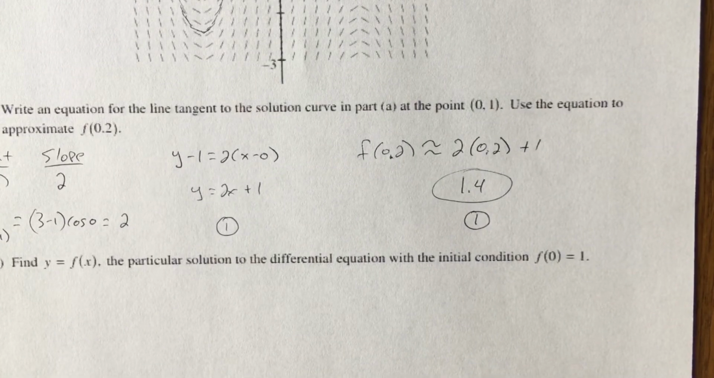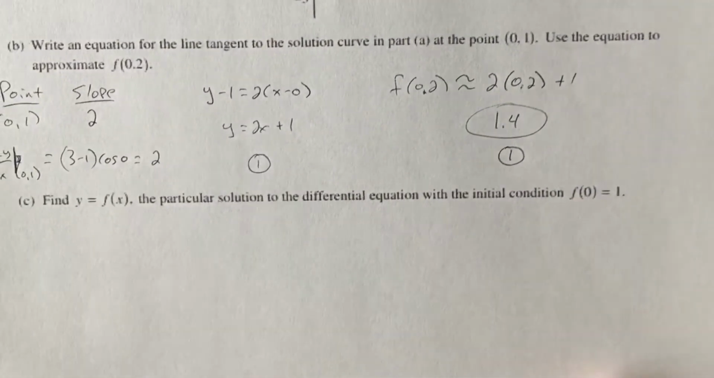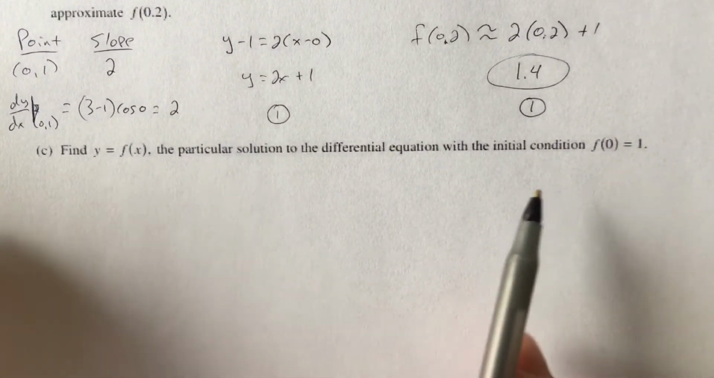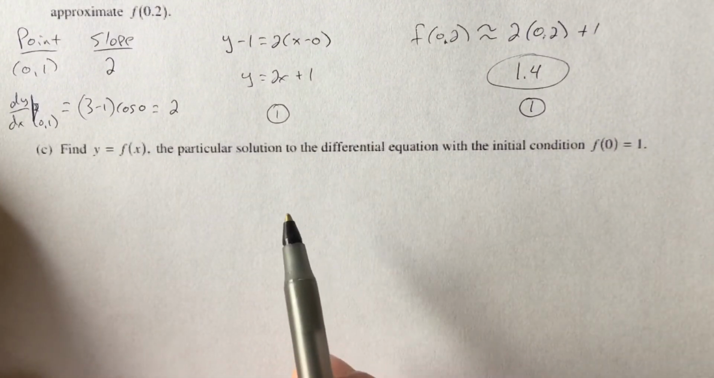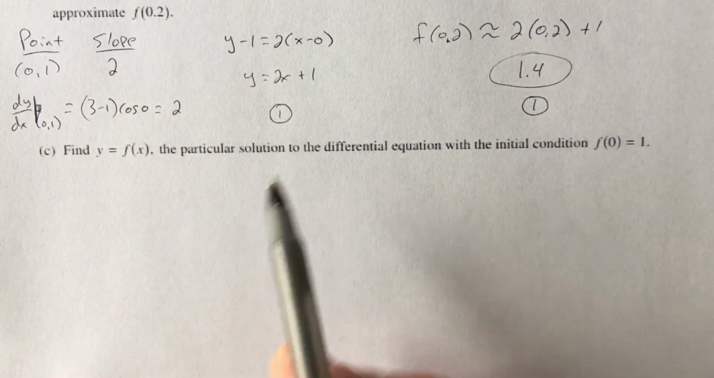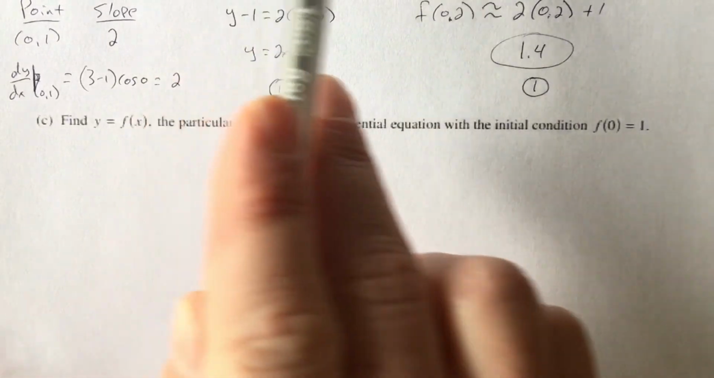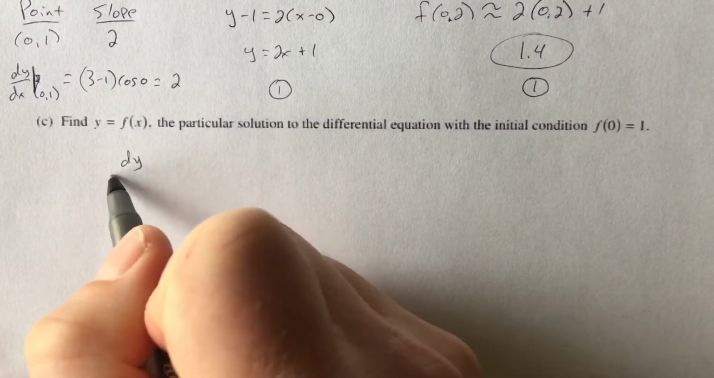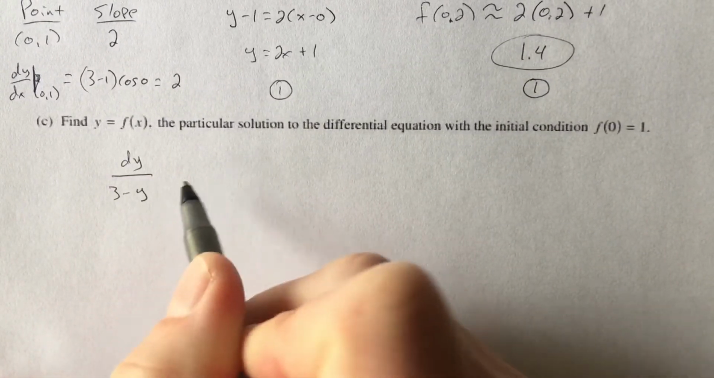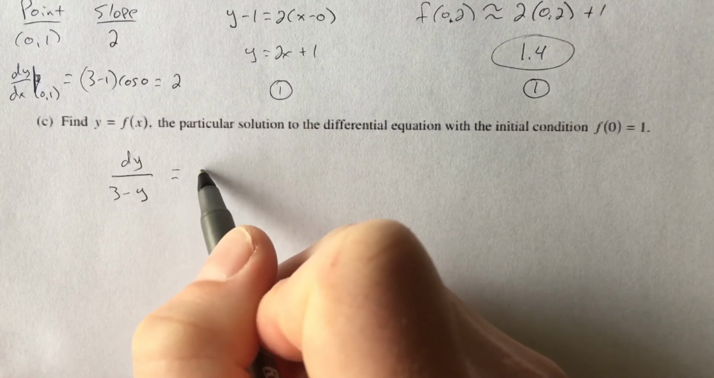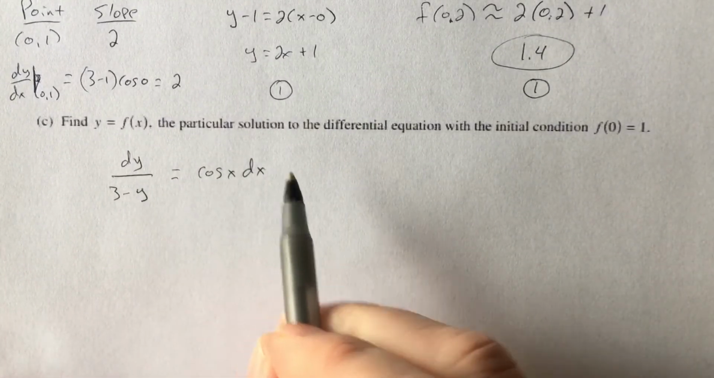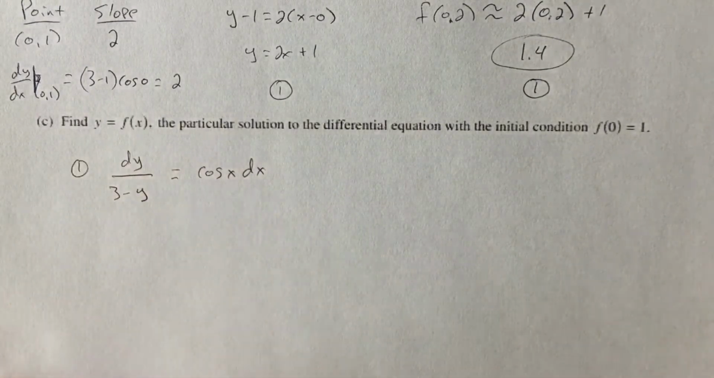Now, last step here is where all the big points were. Can we find the particular solution that goes through that right there? So in order to do this, we're using the same stuff we've been doing all week. We're going to move the y part over. So when you do that on that differential equation, it's going to be dy over (3 minus y) equals cosine x dx. If you did that separation, that was worth 1 point.